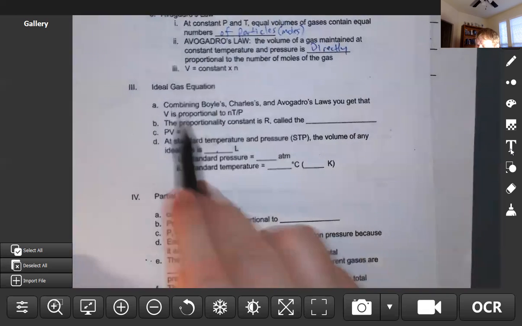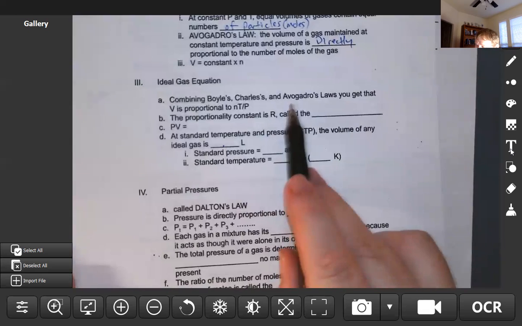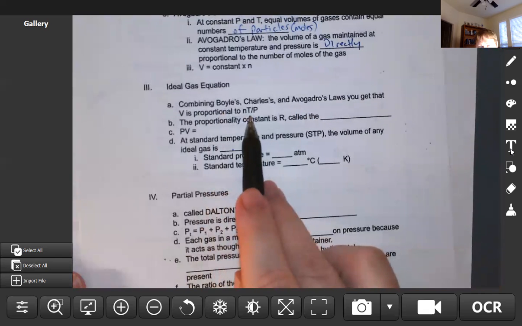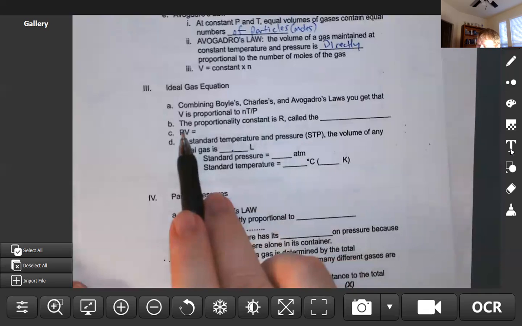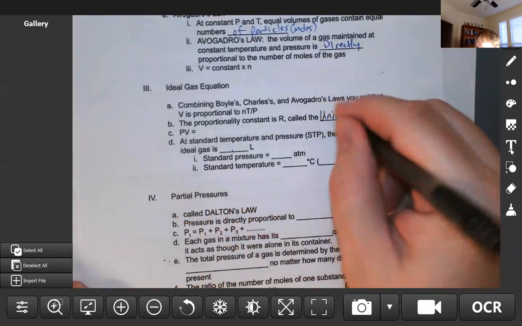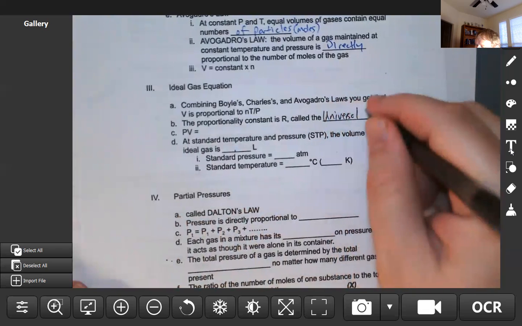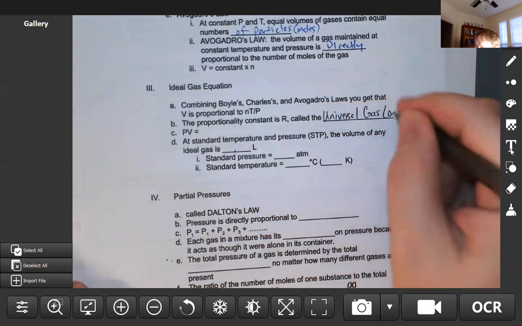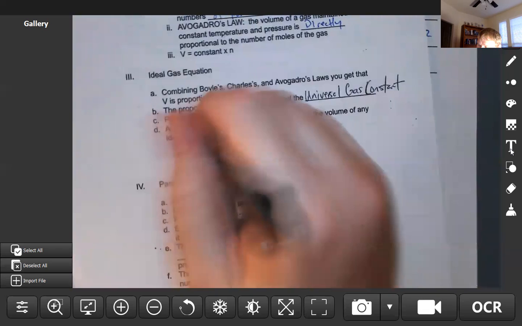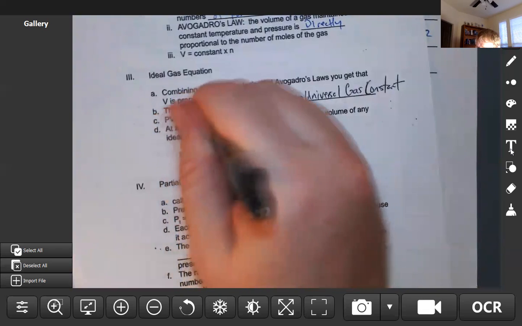So combining Boyle's, Charles's, and Avogadro's laws, you get that V is proportional to nT over P. That's just another way of looking at what I just showed you. The proportionality constant R is called the universal gas constant, and PV equals nRT.